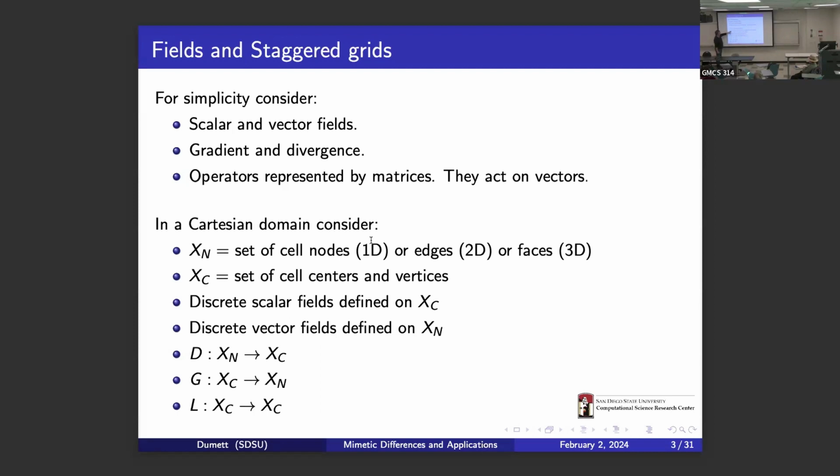Okay, so again, in the abstract, suppose we have a Cartesian domain, and in that Cartesian domain, we consider Xn, which is the set of cell nodes in 1D, or edges in 2D, or faces in 3D. And Xc is the set of cells and vertices. So the discrete scalar fields live on Xc, at the centers. And the discrete vector fields will live on the nodes, or on the edges, or on the faces. The approximation for the divergence, the matrix representation, will be an operator that goes from nodes to centers. The gradient will go from centers to nodes.